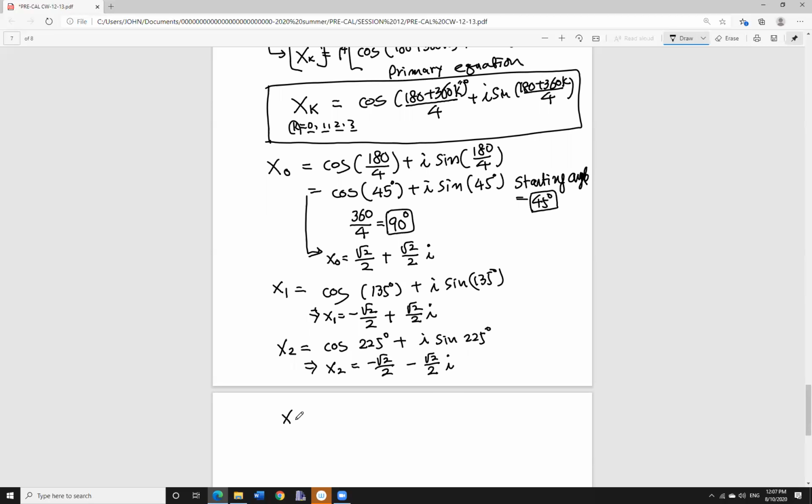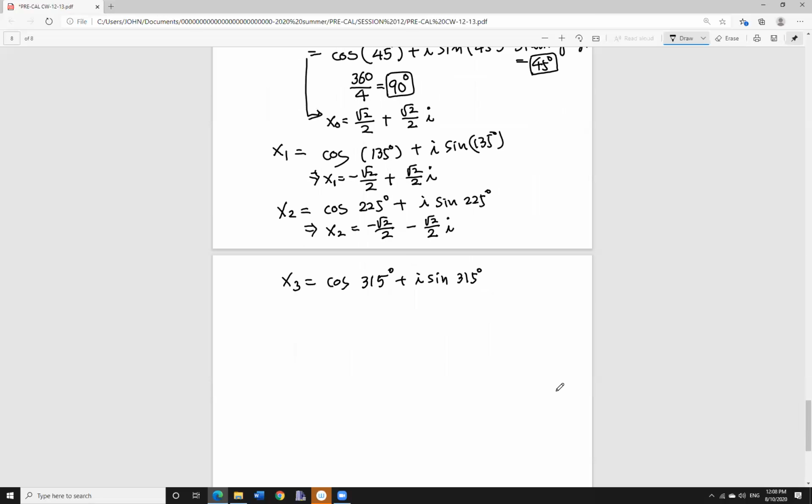Now the last one. What is the last one? Another 90-degree difference. 315, right? So 225 plus 90 is 315 degrees, isn't it? i sine 315 degrees.